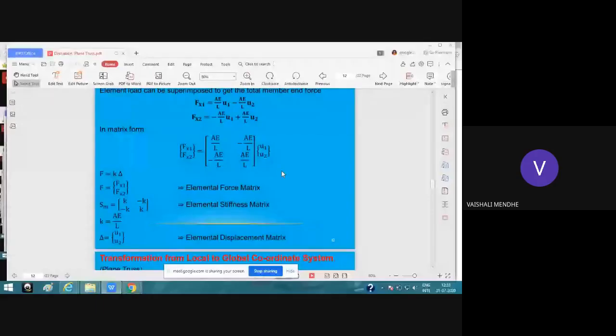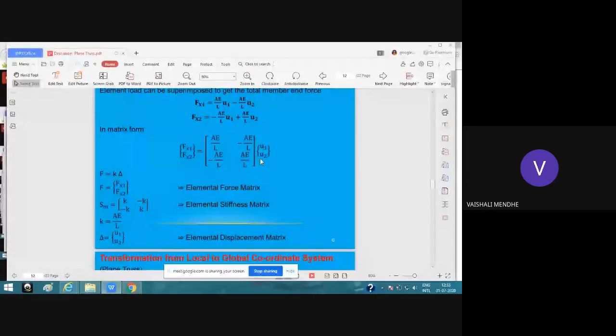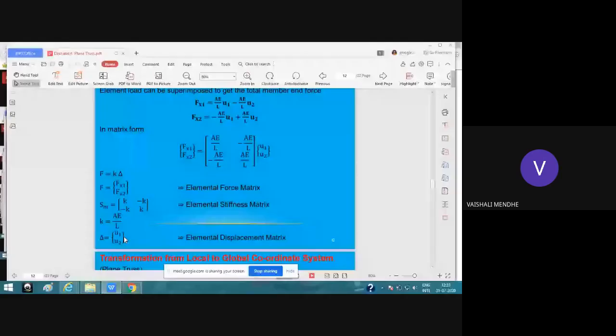So, in case of the stiffness method, as you know, the primary unknown is always joint displacement. With the help of this elemental stiffness matrix, and if you know the force, you can find out the displacement value. That's why first of all you should know the elemental stiffness matrix in case of the plane truss.